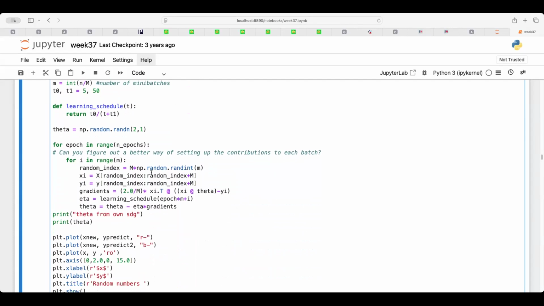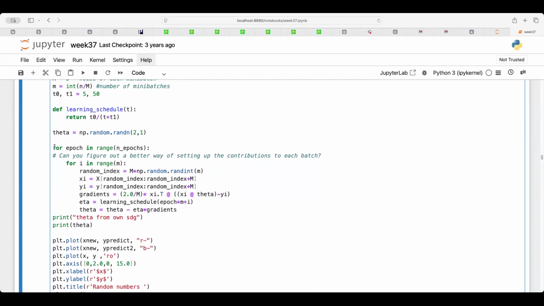Now, the important thing is what is happening here. I have a loop over the epochs, and every one of these epochs you can think of as an experiment. For every one of these, I now have a loop over the batches. The loop over batches does not need to include all of them. But what you see now is that I am finding a random index in my data set. So I place myself randomly. I have a reduced number of points, which is then given by this random index till random index plus m.